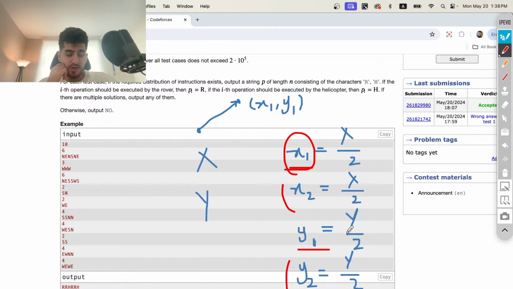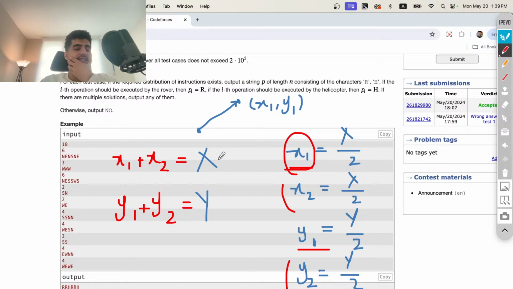How come x1 is equal to X half? Because I said that x1 plus x2 is equal to capital X, right? Capital X is the sum of x1 plus x2. That was the definition of it. Let me explain it again. Capital X was x1 plus x2. Capital Y was y1 plus y2.